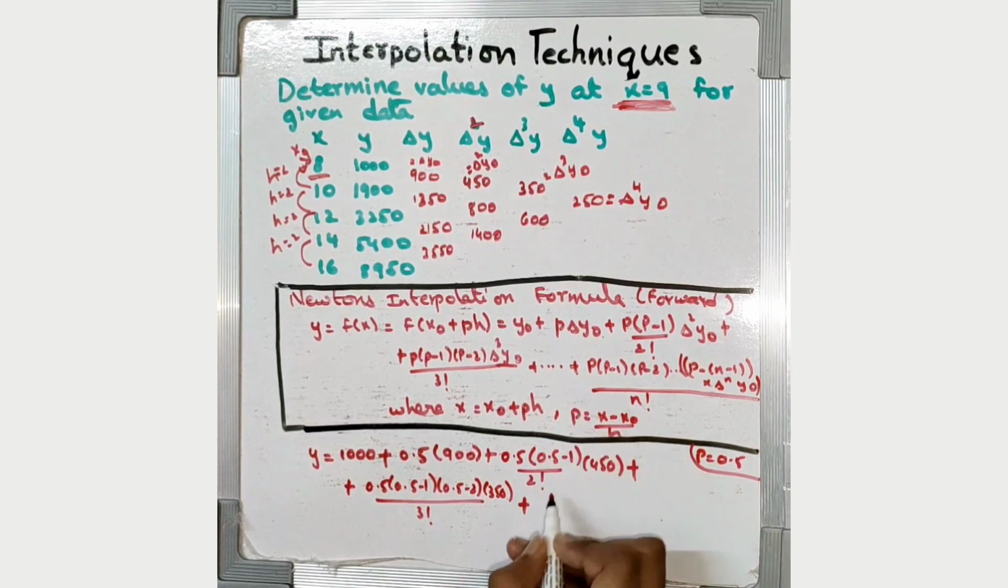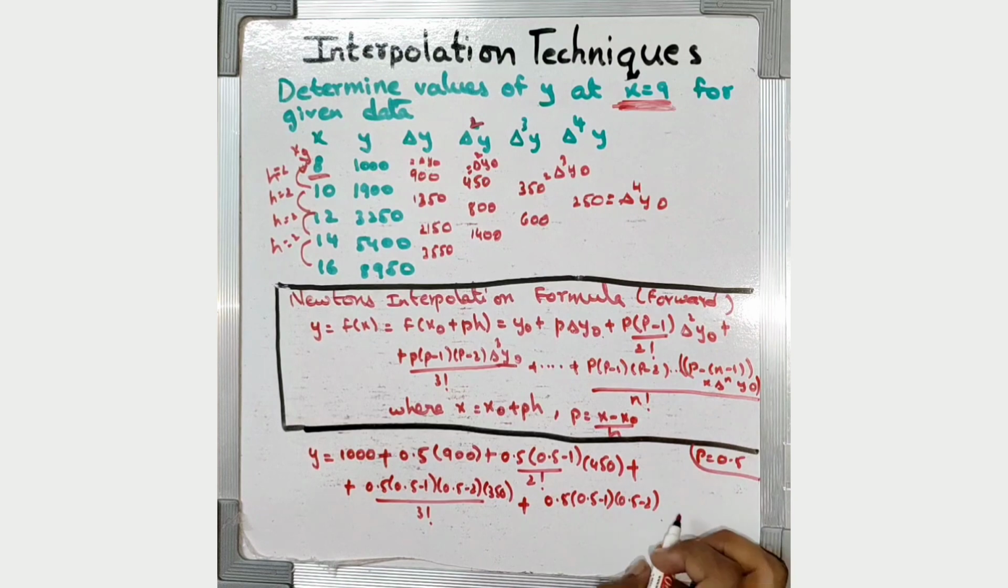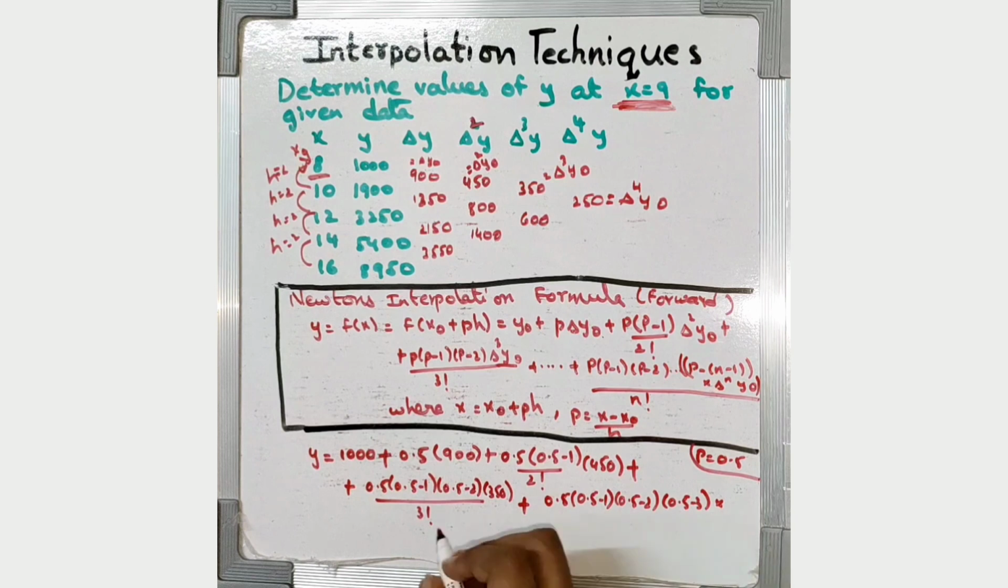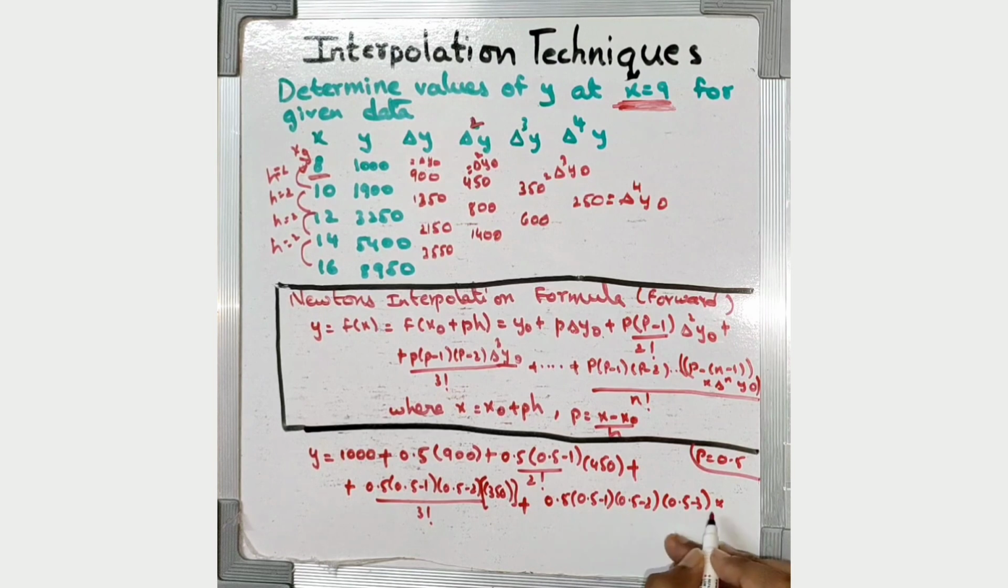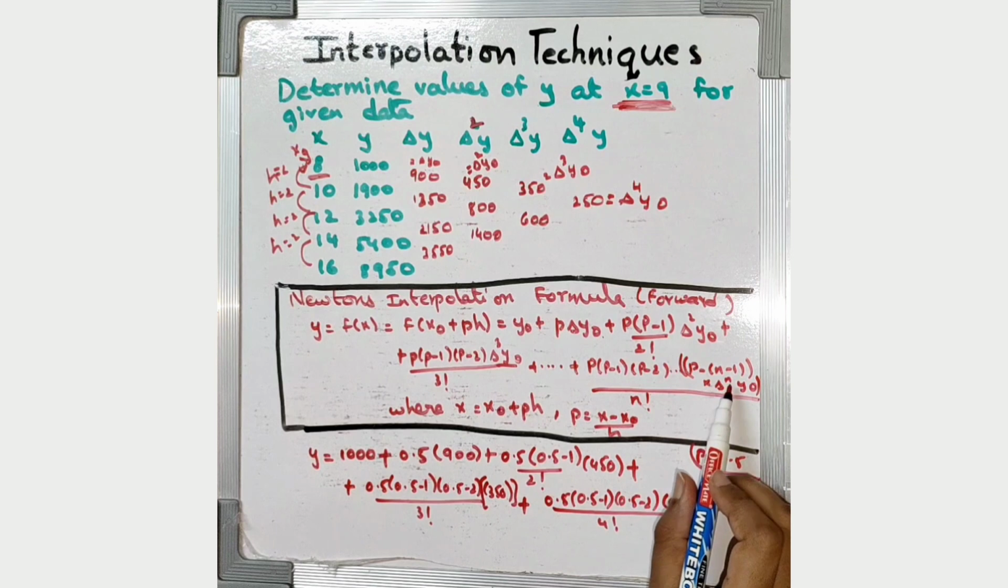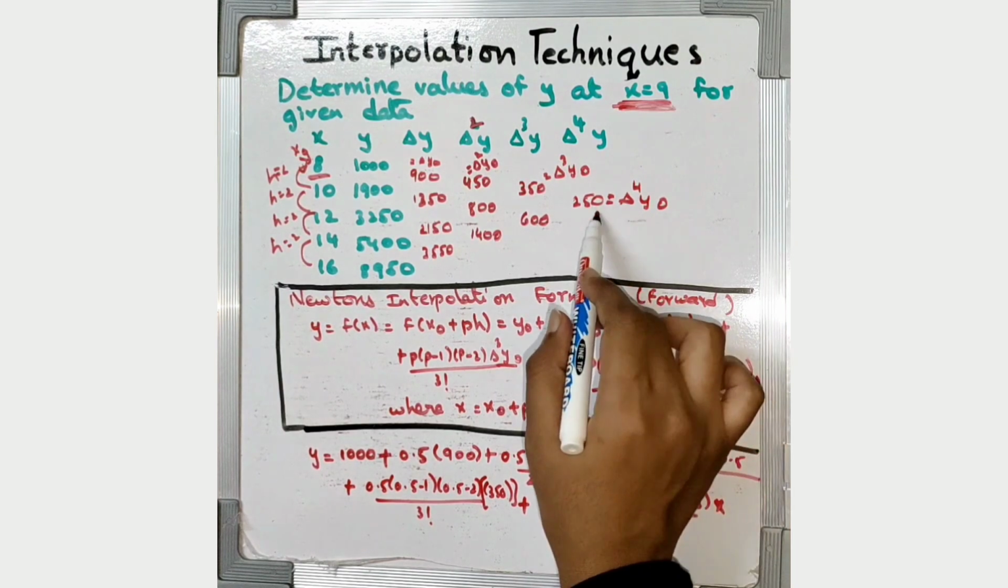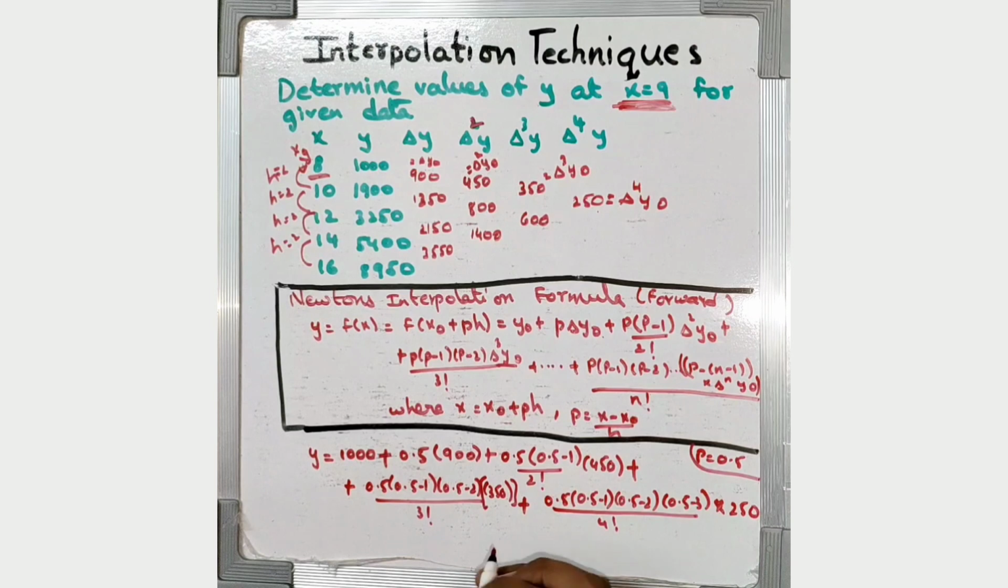Okay, what is p? 0.5. 0.5 minus 1, 0.5 minus 2, again p minus 3, right? N is 4, right? For the fourth forward difference. So p minus 3 means 0.5 minus 3, all divided by 4 factorial into delta power 4 y naught, which is 250. Okay, calculate this whole value.